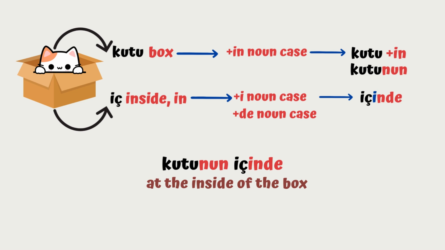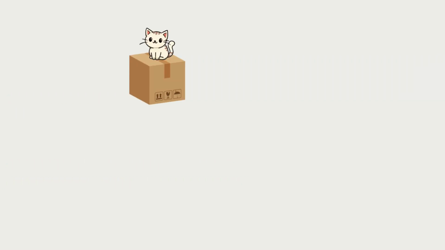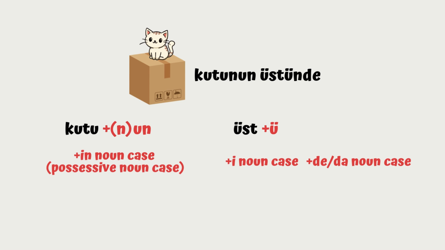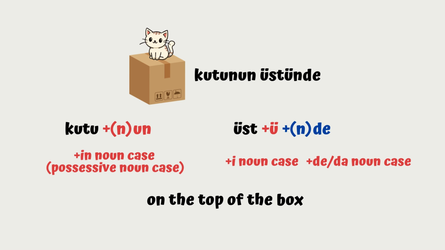So let's take a look at the example. So we have another picture. So where is the cat? Cat is on top of the box, right? So we say it kutunun üstünde. So kutu takes in noun case. We follow the vowel harmony rules, so it becomes kutunun. And üst takes in noun case. Again, we follow the vowel harmony rule, so it becomes ü. And then we add de da noun case. Again, we follow the vowel harmony rule, so it becomes üstünde. So what we're saying here, kutunun üstünde, is on the top of the box.